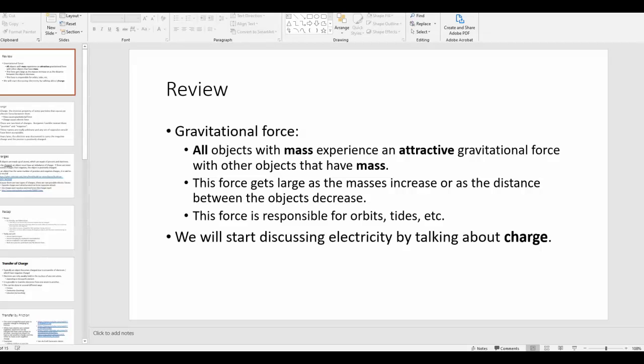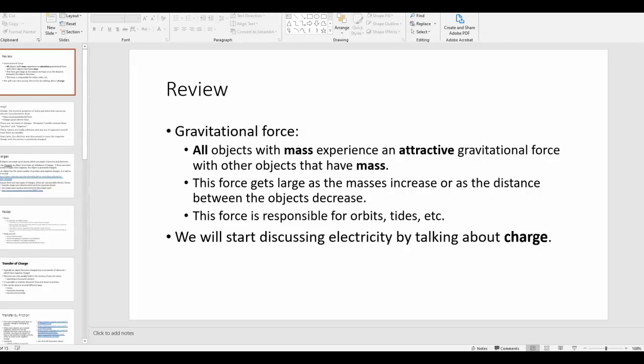Okay, so in the last couple of videos, we've been talking about the gravitational force. And just to recap really quickly some properties about the gravitational force, the concept is that all objects with mass experience an attractive gravitational force with all other objects that have mass in the universe. And that force gets bigger as the masses increase, or as the distance between the objects decreases. Okay, so in other words, the closer objects are, the stronger the force of gravity. The farther apart they are, the weaker the force of gravity.